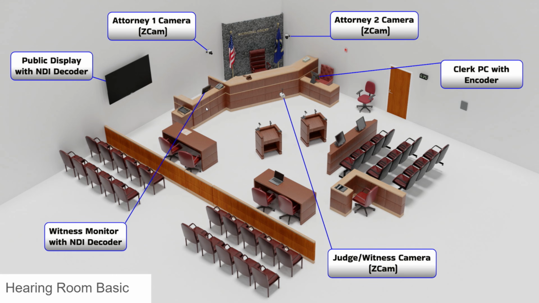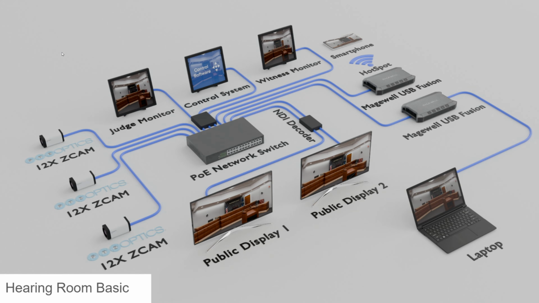So this is a very basic setup. I know it looks a little complicated, but there's really only 5 or 6 devices here. They're all on the same local area network. And this is the wiring diagram here. Now you can download all of these wiring diagrams and take a look at how they're set up. So you can see here there's a judge monitor, there's a control system, there's a witness monitor, there's a power over Ethernet switch, which is connecting all of these devices together.